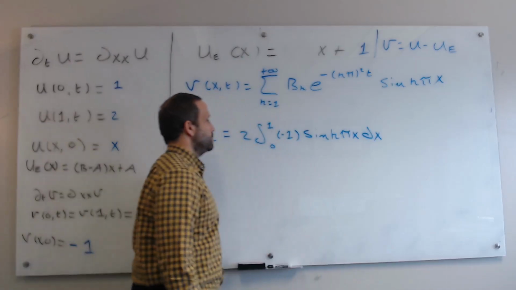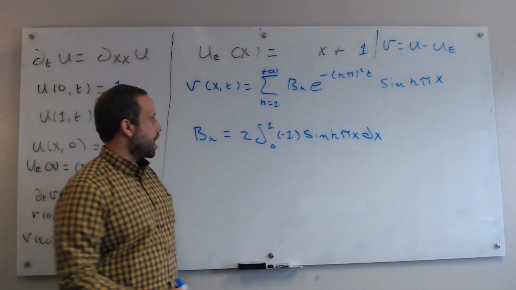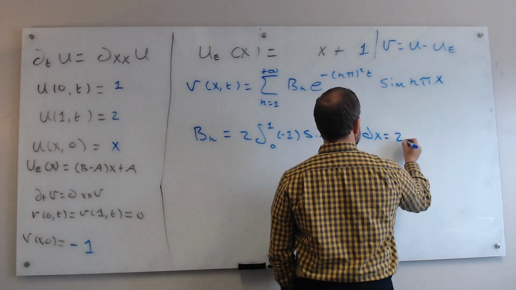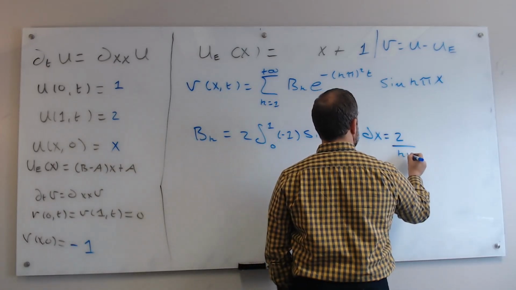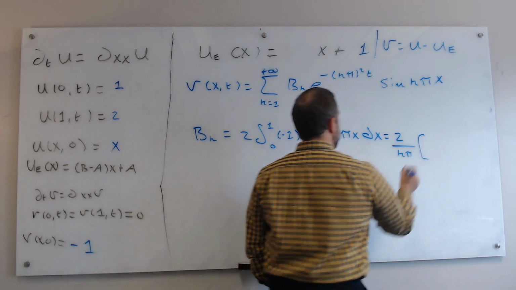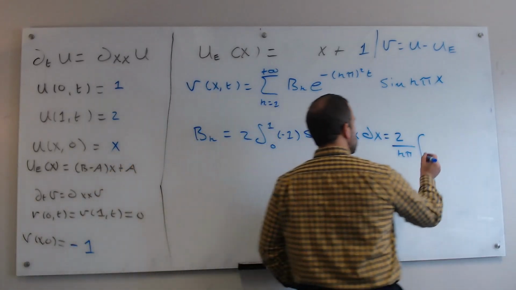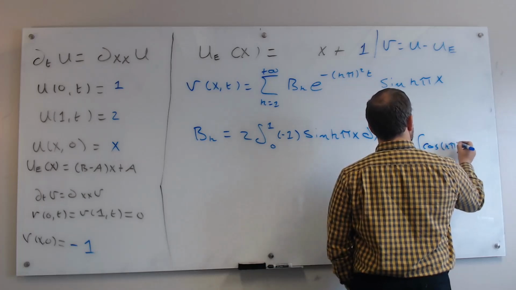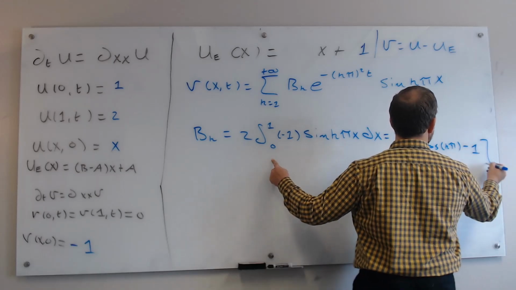dx. Okay, well, the antiderivative of sine is minus cosine, so that's going to cancel that minus sign. So this is going to be 2, and we divide by k pi. And then it's going to be cosine of k pi times 1. So it's going to be cosine of k pi, and then minus cosine of k pi times 0. That's just cosine of 0, which is equal to 1.